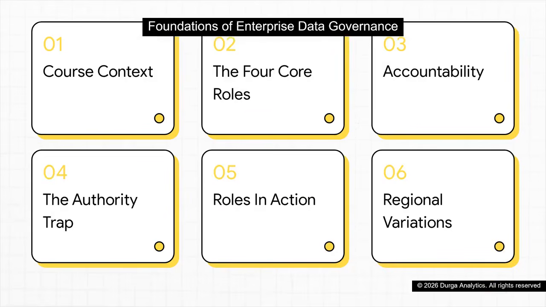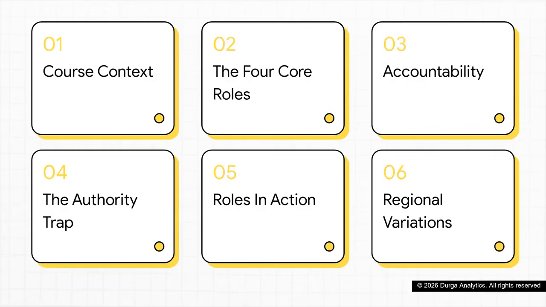We've got a super clear roadmap for today's explainer. We'll quickly touch on our course context, then dive into the 4 core roles: the absolute must-know difference between accountability and responsibility, something I call the authority trap, a real-world scenario of these roles in action, and finally, some regional governance variations. Let's jump right in.